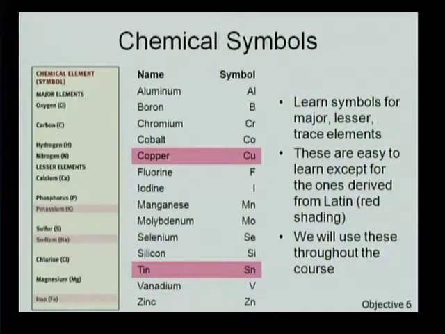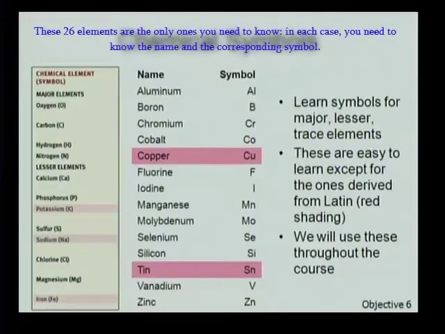We'll look at it. These are the chemical symbols that we need to know because they were classified as either major elements, lesser elements, or trace elements. Those are the only chemical symbols we need to know, and the only ones you're going to be examined on. Those are the only ones we're going to use in this course because they're the ones we need in order to understand the atoms, molecules, and compounds in the human body.